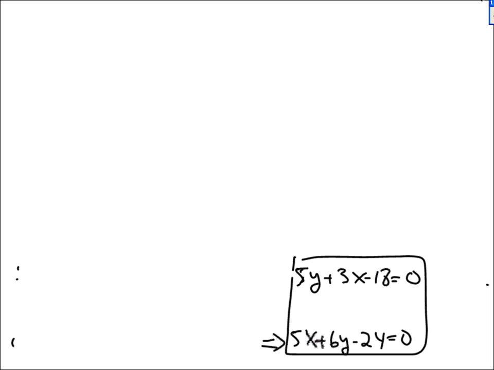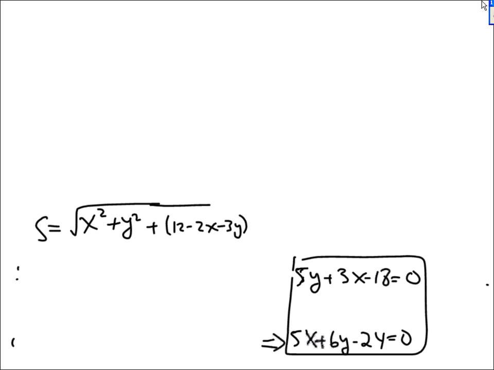Rather than using the D function to figure out if it's a max or a min, just look at it. You have x squared plus y squared plus 12 minus 2x minus 3y squared. If x and y get bigger and bigger, x squared will be much, much bigger than 2x. That is, x squared plus y squared will just grow so big.